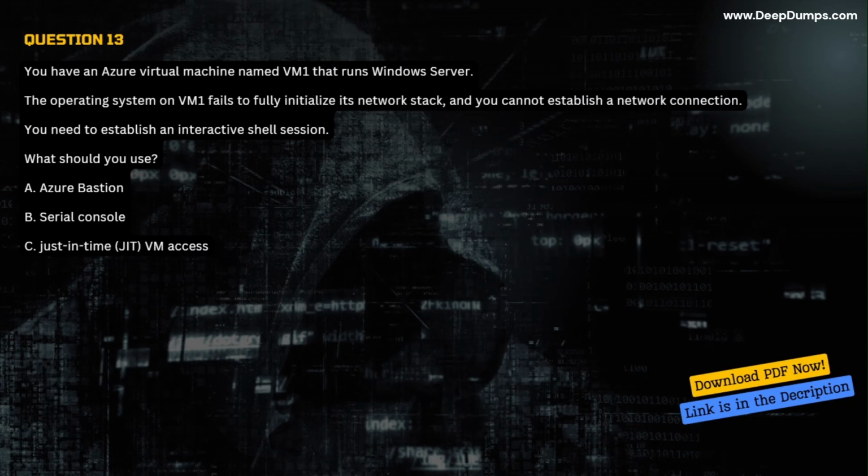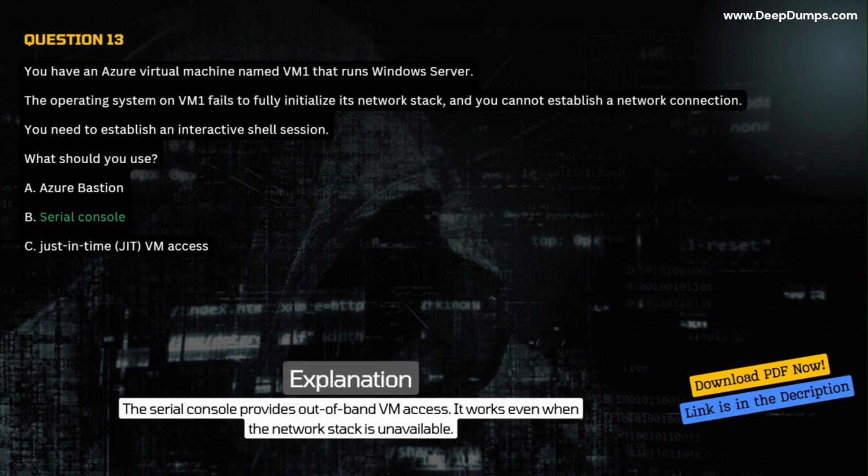What should you use? A. Azure Bastion. B. Serial Console. C. Just-in-time (JIT) VM Access. Correct answer B. Serial Console. Explanation. The Serial Console provides out-of-band VM access. It works even when the network stack is unavailable.